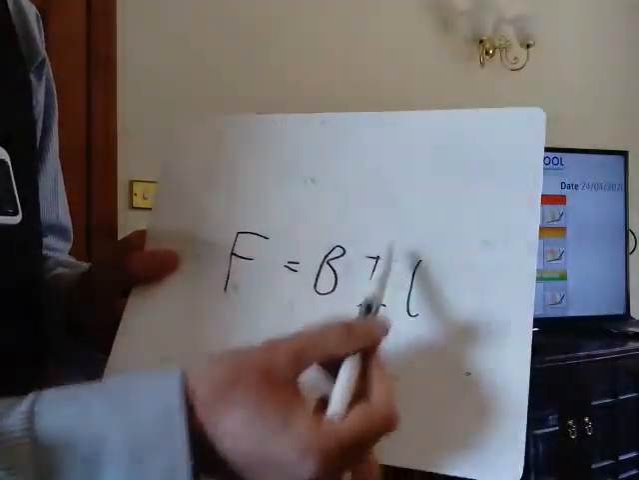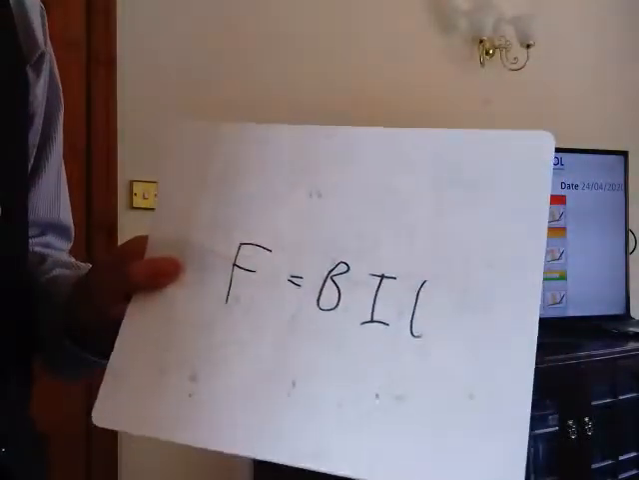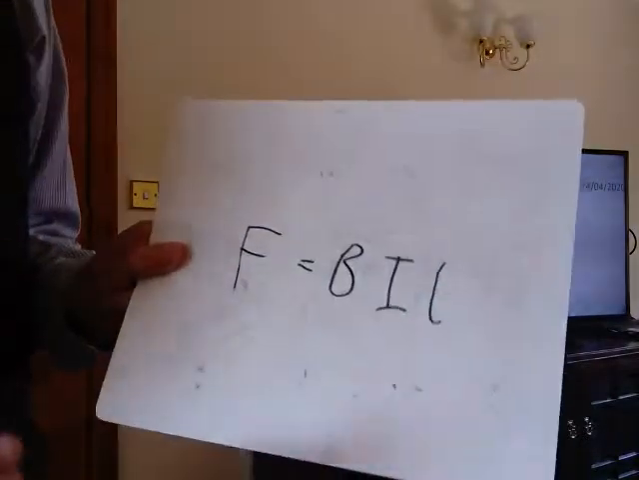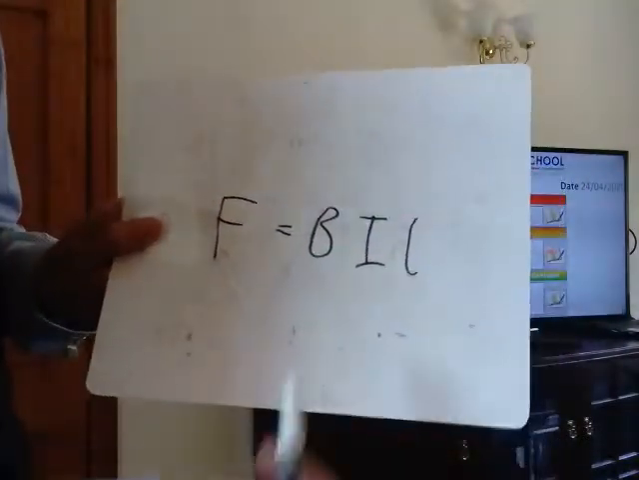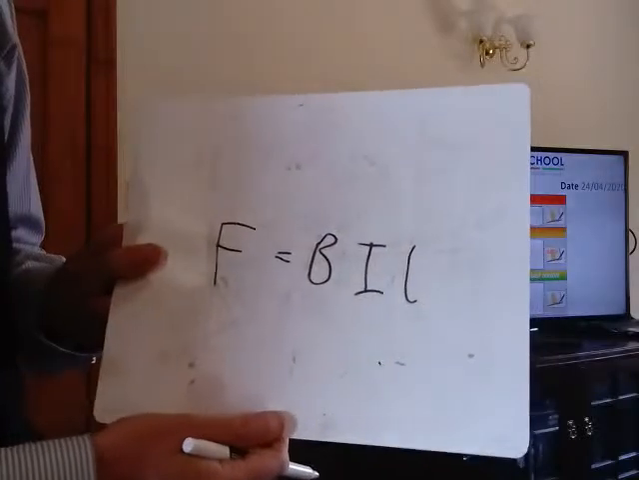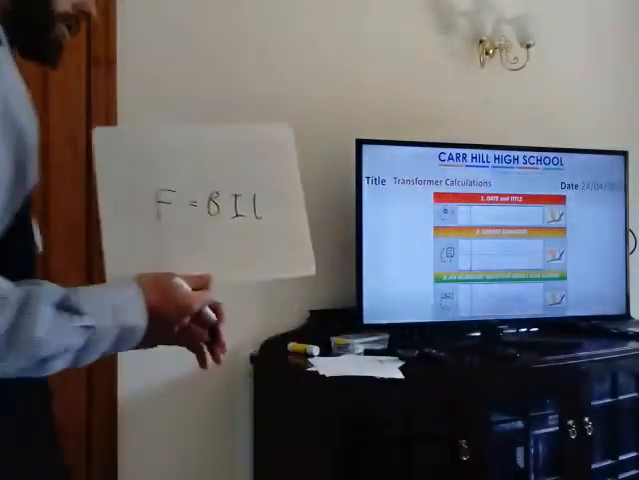And that's why I'm going to accept a second answer there, which is basically you could have said something about increasing the number of coils. That would have the effect of increasing the length of wire in the magnetic field. So that was question 3.